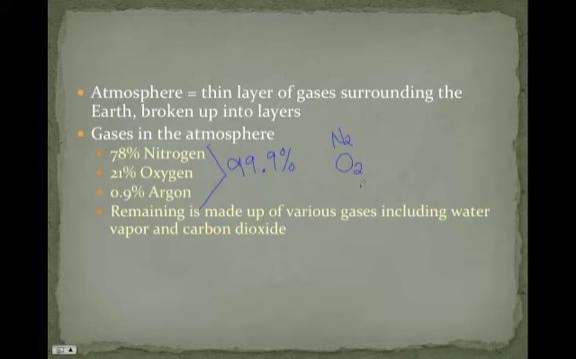Now, the remaining is made up of various gases, including water vapor and carbon dioxide. But water vapor changes way too much. It changes so much that we can't really put down a percent for the water vapor. You can talk about our humidity, which is kind of a measure of how much water is in the air. That changes so much from day to day that there's no percent. Whereas nitrogen, oxygen, argon, those are pretty much the same percents almost all the time.